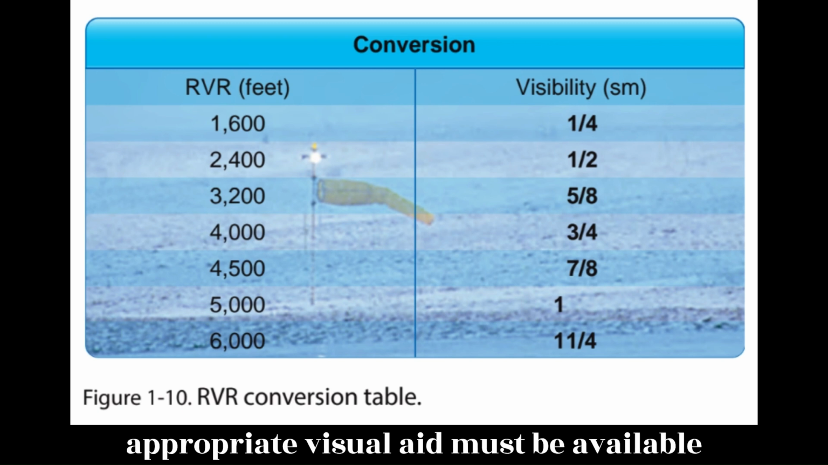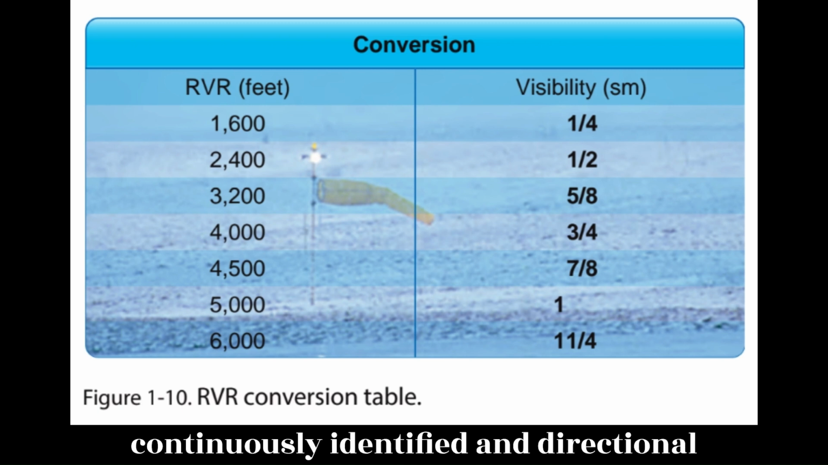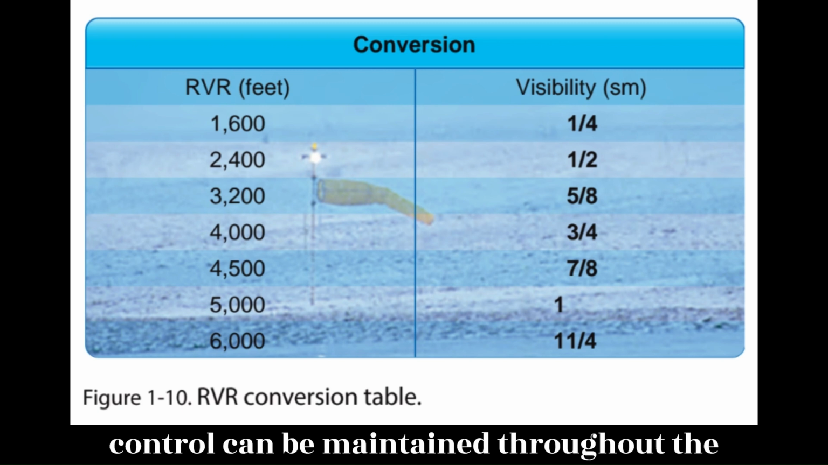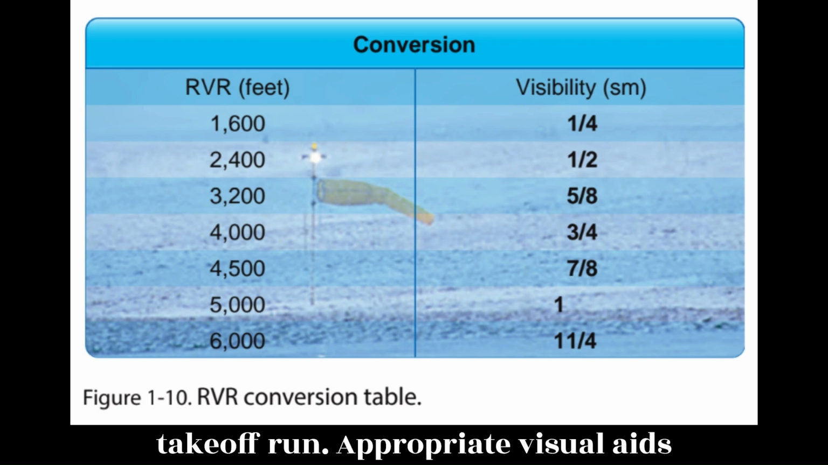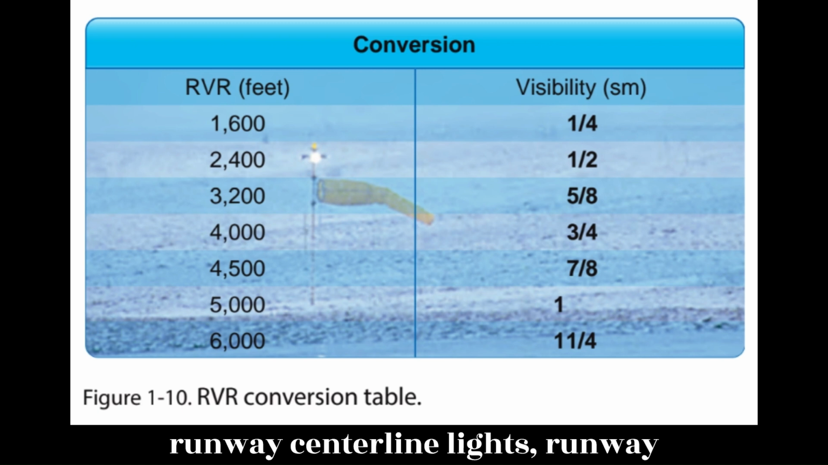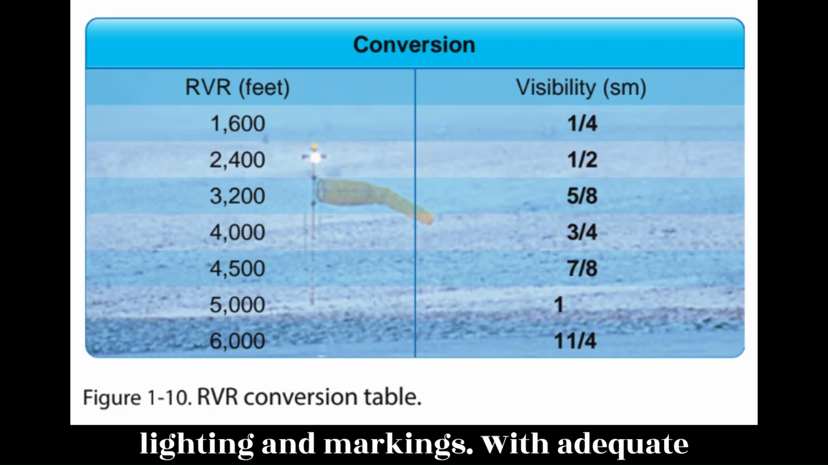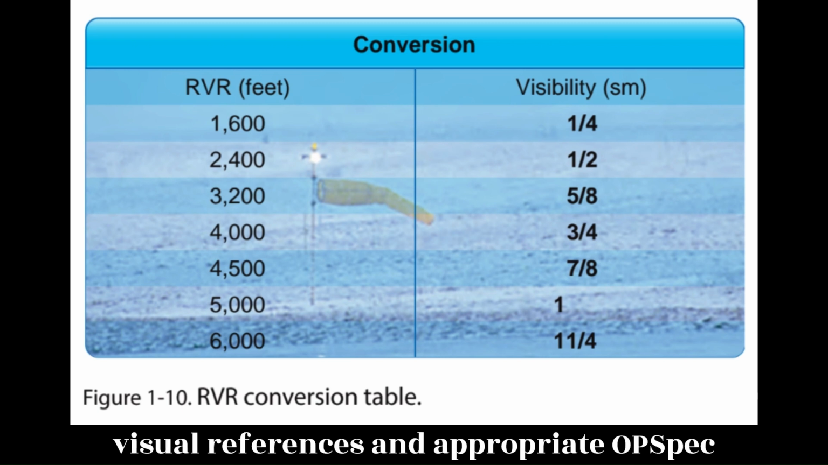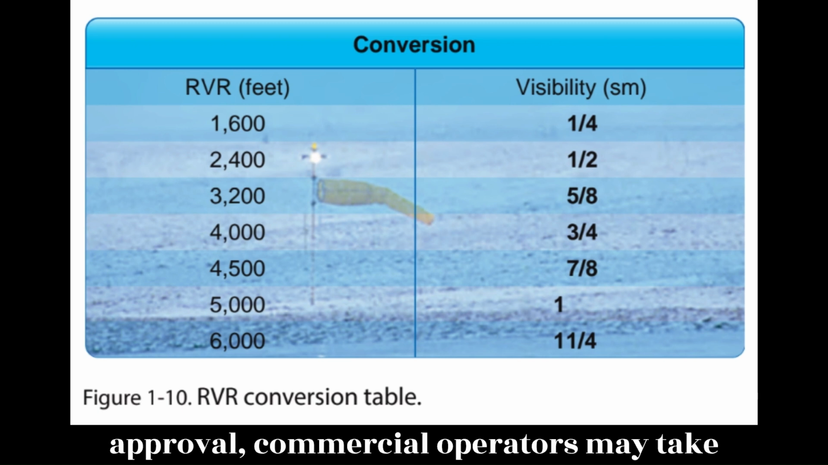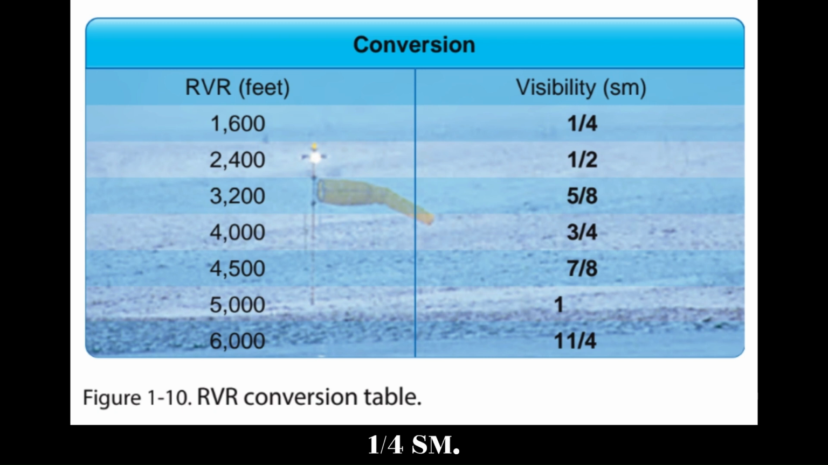An appropriate visual aid must be available to ensure the takeoff surface can be continuously identified, and directional control can be maintained throughout the takeoff run. Appropriate visual aids include high-intensity runway lights, runway centerline markings, or other runway lighting and markings. With adequate visual references and appropriate opspec approval, commercial operators may take off with a visibility of 1600 RVR or 1/4 SM.